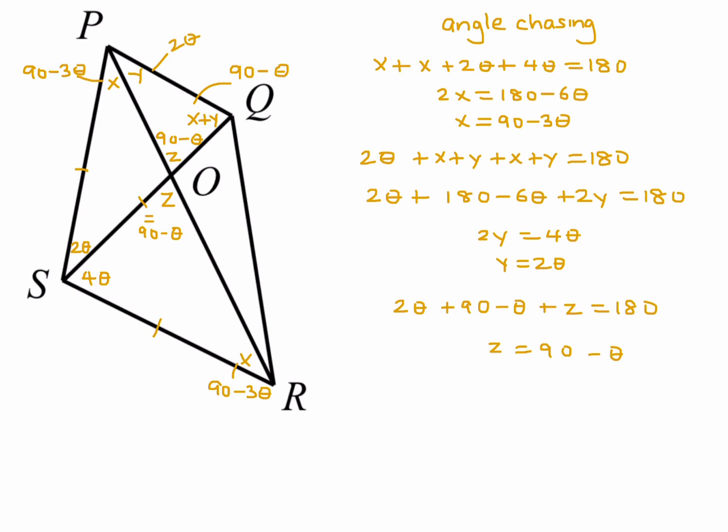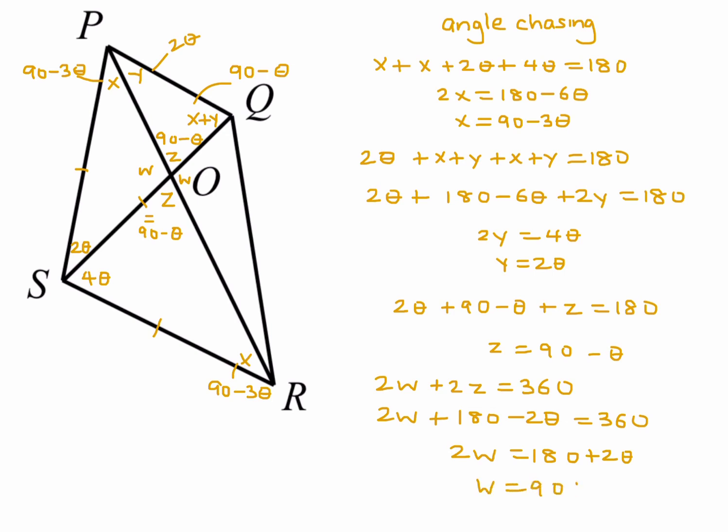Where do we go next here? W is the letter I guess I'll choose for this and this. Those will be both W's. W and W. And for W, I guess we can just use the whole way around, that everything is going to be 360. So 2W plus 2Z is 360. And then 2W, well, Z is this guy, 90 minus theta. So 180 minus 2 theta is 360. So 2W would be 180 plus 2 theta, and therefore W is 90 plus theta. All right, 90 plus theta for W.